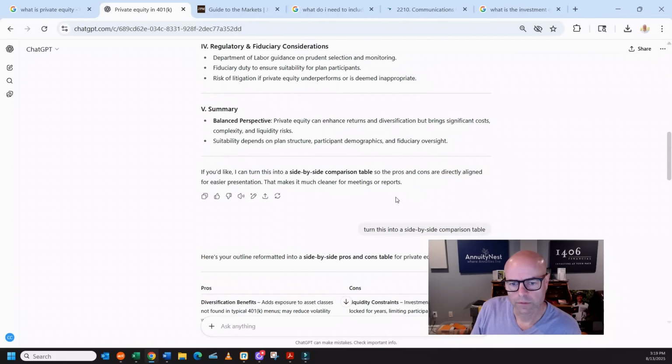Summary, what did I do here? Balanced perspective. Private equity can enhance returns and diversification, but brings significant costs, complexity, and liquidity risks. Suitability depends on plan structure, participant demographics, and fiduciary oversight.